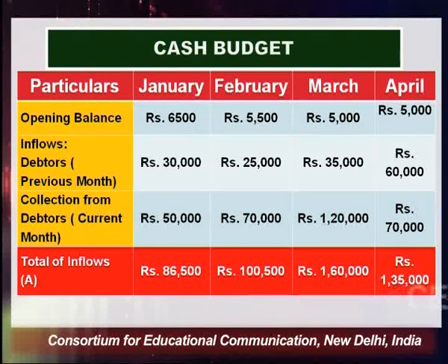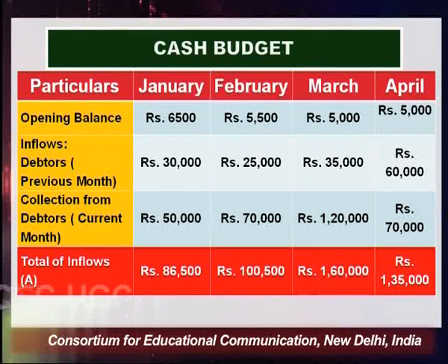After posting the collection from debtors, for the month of January, under the previous month there is no amount given, but the debtors balance of rupees 30,000 was given. The same is posted here in the month of January: under inflows, debtors from previous month, we have written rupees 30,000. In this way we have posted all the cash collections, whether from credit or cash. Here in this question there is no cash sale, all is credit, so we have posted all the collections from debtors.